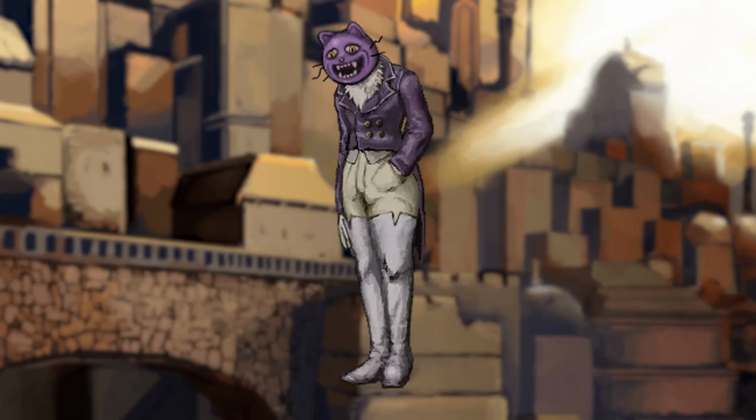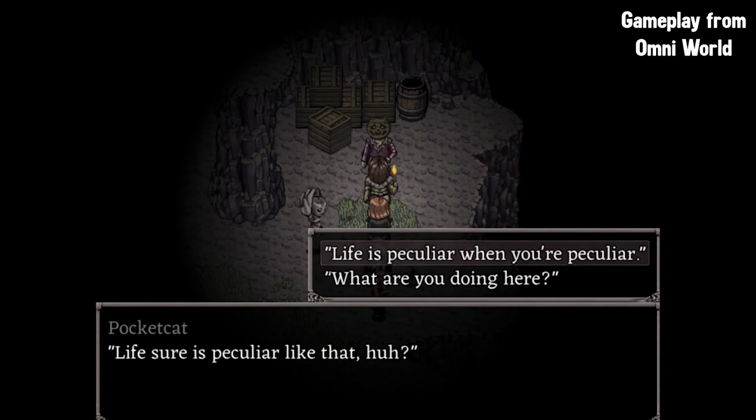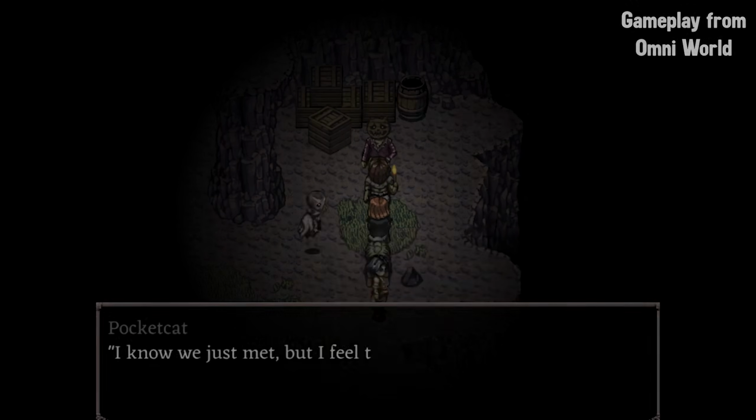The Pocketcat is a mysterious little figure found in both Fear and Hunger games. We don't have much concrete information about this character, but we do know enough to narrow things down and tell you what this little creature is all about.